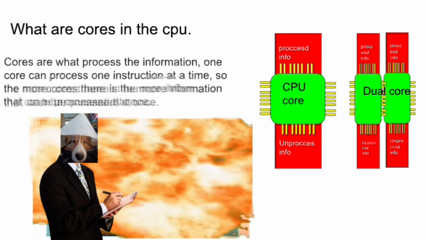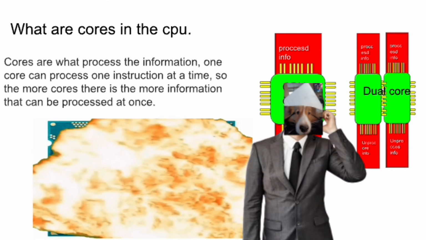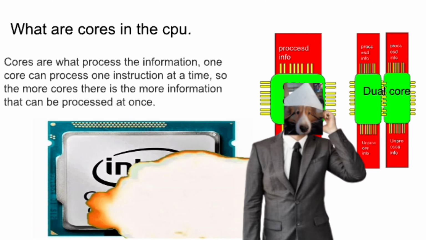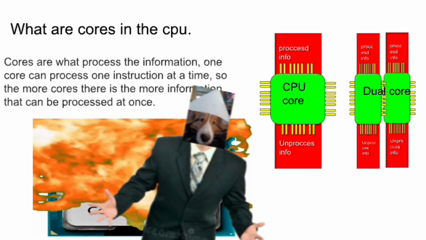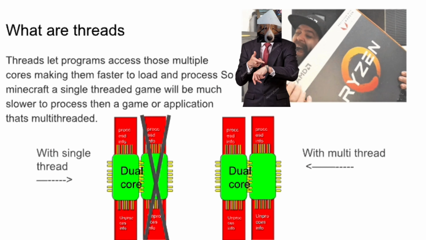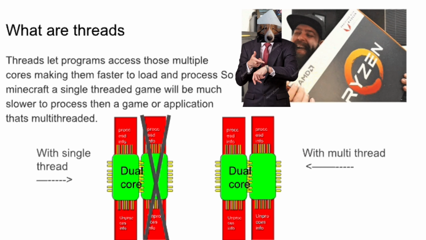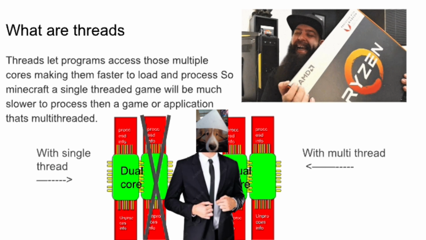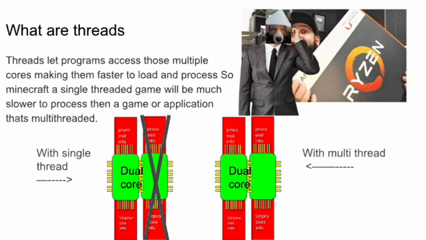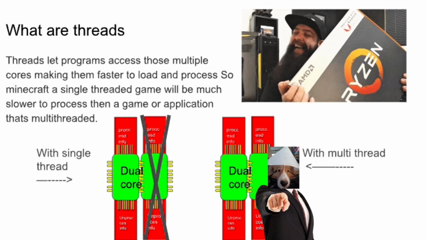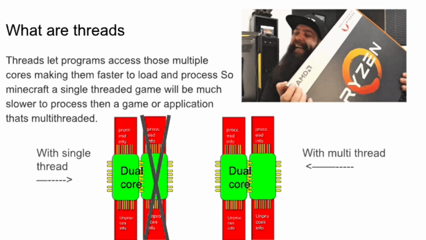What are cores in the CPU? Cores are what process the information. One core can process one instruction at a time, so the more cores there are, the more information that can be processed at once. What are threads? Threads let programs access those multiple cores, making them faster to load and process. So Minecraft, a single-threaded game, will be much slower to process than a game or application that's multi-threaded.